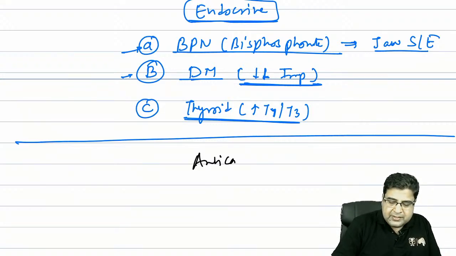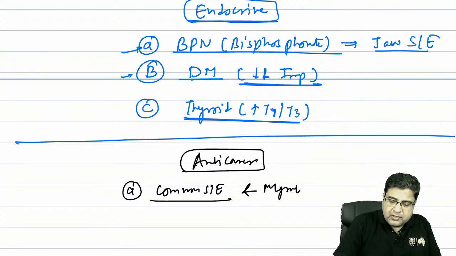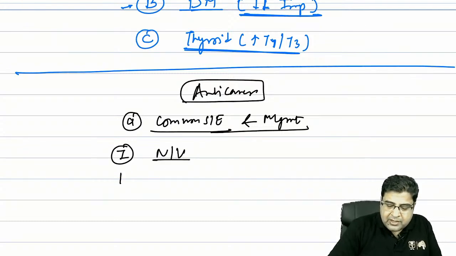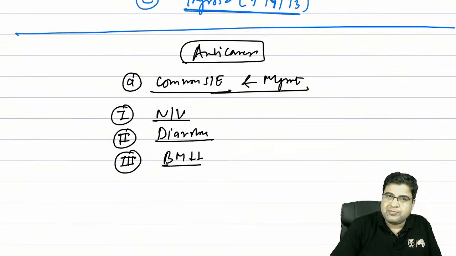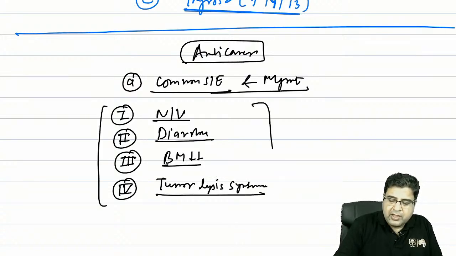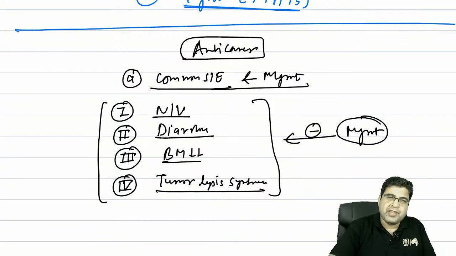Endocrine. Then comes anti-cancer. In anti-cancers, you have to read the common side effects of anti-cancer drugs and how to manage them. The common side effect is nausea and vomiting. How to deal with anti-cancer drug induced vomiting, diarrhea, bone marrow suppression, and tumor lysis syndrome. So these are the four common side effects caused by anti-cancer drugs, and you have to read the side effects and how to manage them.